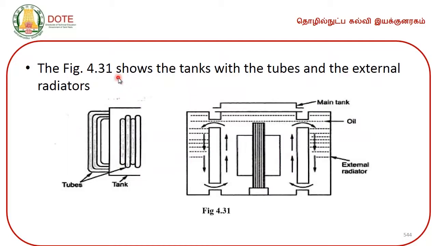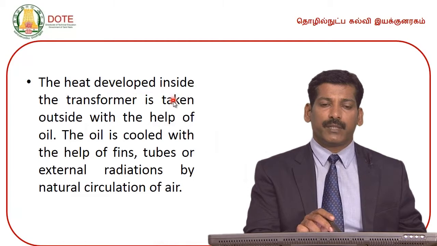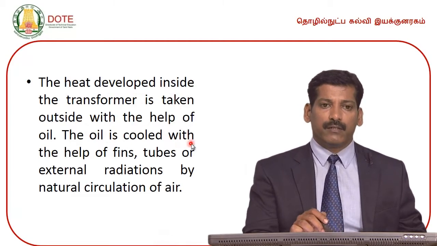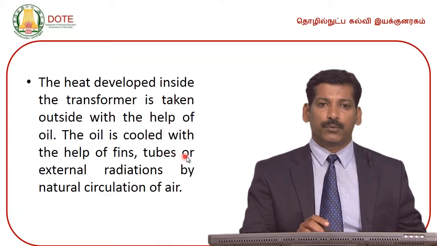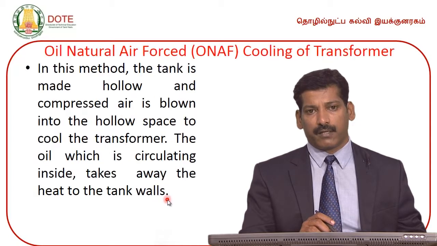So, figure 4.31 shows the tanks with the tubes and the external radiators. So, here are the tubes. Tubes provide the larger areas through which the heat can be radiated outside to the environment. The heat developed inside the transformer is taken outside with the help of oil. The oil is cooled with the help of fins, tubes or external radiators by natural circulation of air.